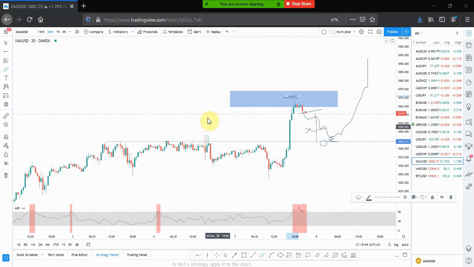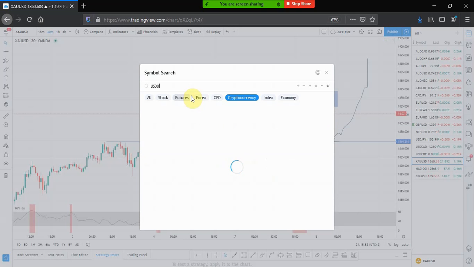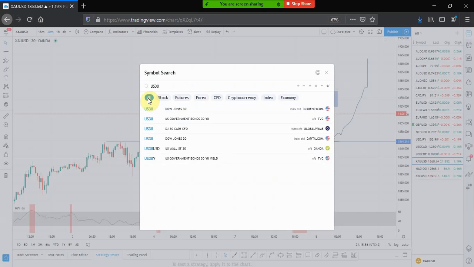Let us proceed. So what's the symbol name of USD here? Is it just USD? Yeah.